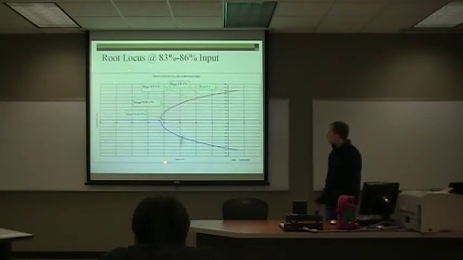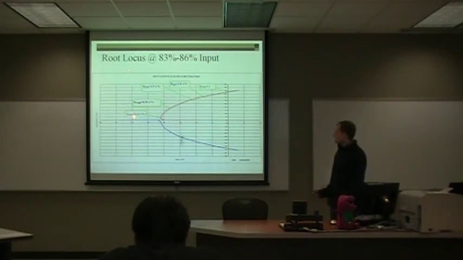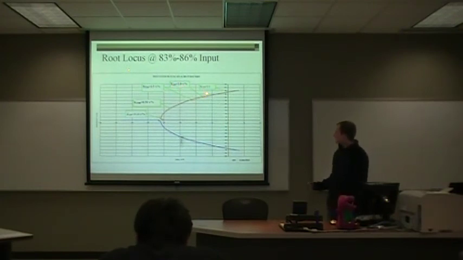This is our root locus for 83 to 86%. We found a KCD of 0.16 volts per percent. Our KC 1/500th was 0.58. Our KC 1/10th was 1.5. KQD was 2.0, and KCU was 3.1.